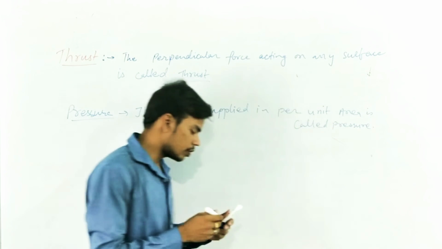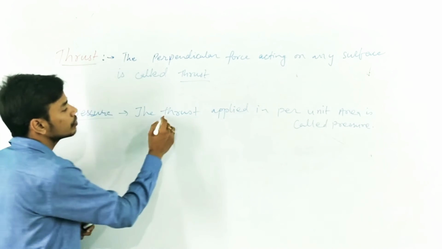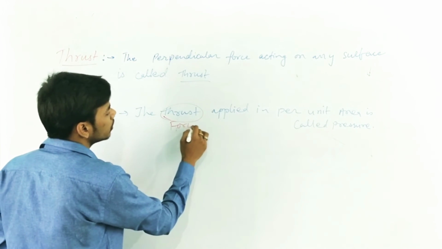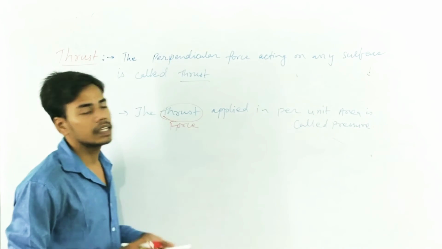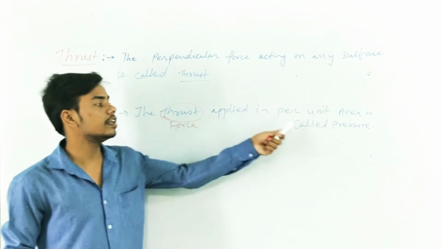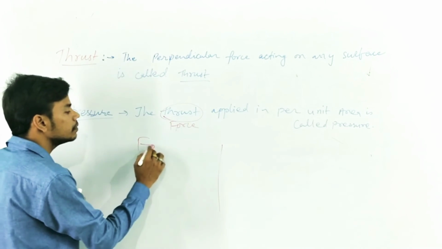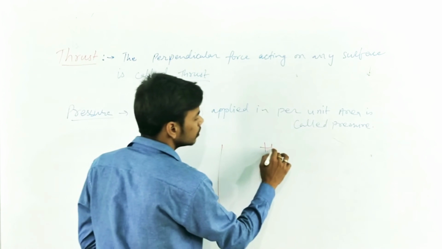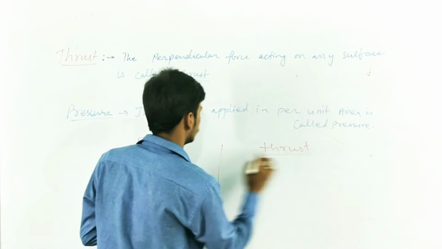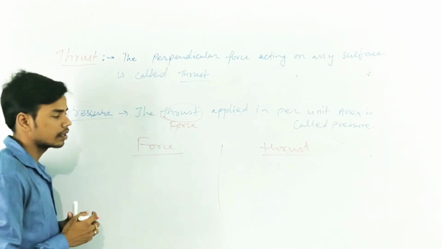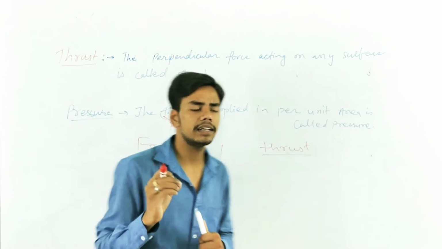Okay guys, so both definitions are the same. If you say thrust instead of force, then it is also correct. The force applied per unit area is called pressure. You can also say the thrust applied per unit area is called pressure. So what is the basic difference between force and thrust? Are both terms the same or not? What is the difference between them? There is a slight difference.